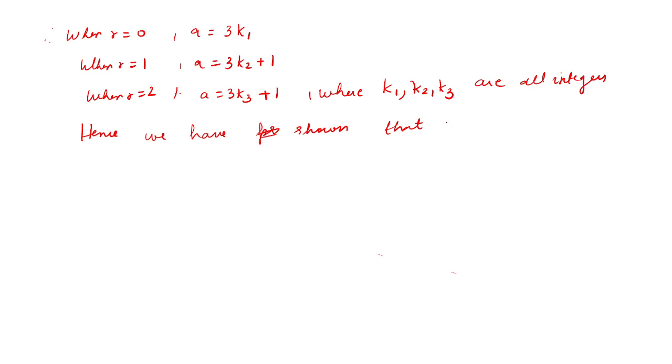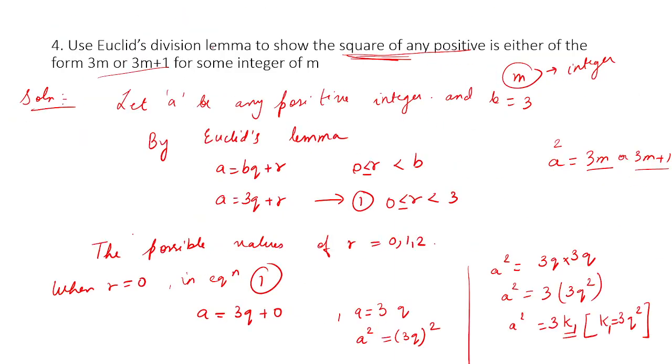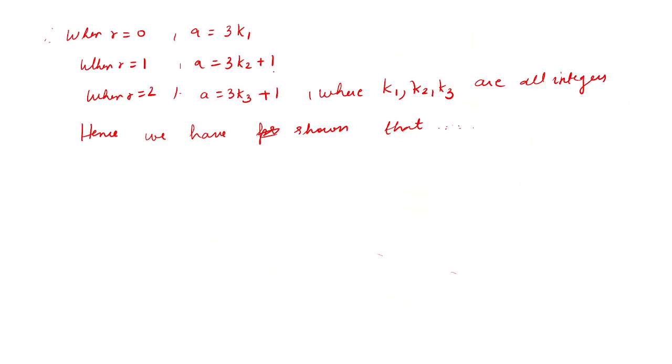We can show that the squares of the positive integers is always going to be in the form 3m plus 1, 3m plus 2, okay. But before that, you write the conclusion, okay. You write what is given here. We have shown that the square of any positive integer is either of this form 3m or 3m plus 1. Alright, you can do that.